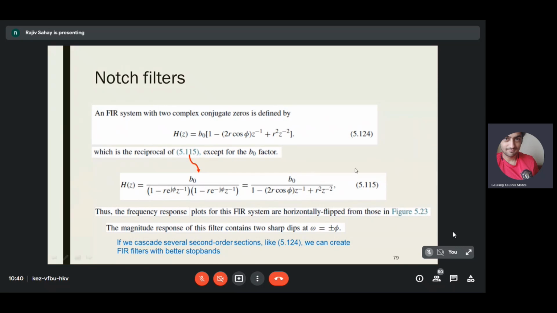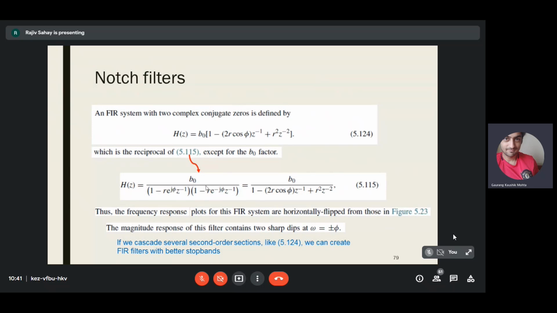Now, in the earlier case we had an IIR filter with two complex conjugate poles. Now we will build an FIR filter with two complex conjugate zeros. Last time we had this, the system function for the IIR system corresponding to a second order pole, using two poles to create a resonator, a second order IIR system.